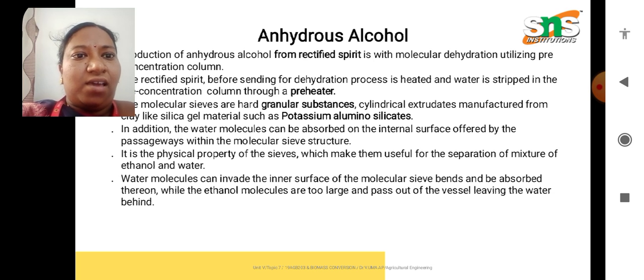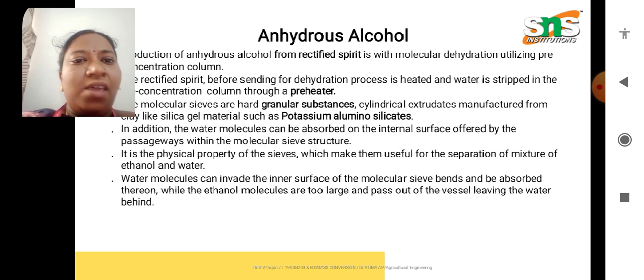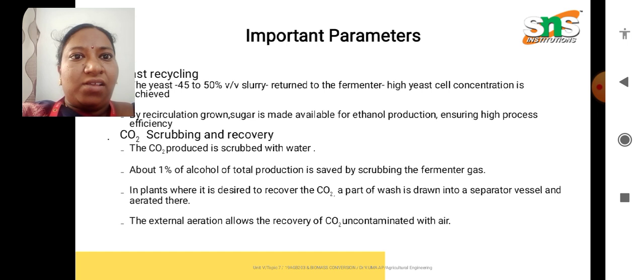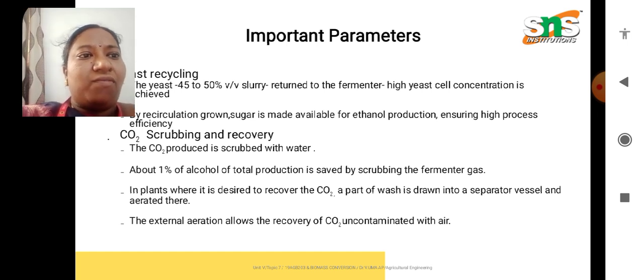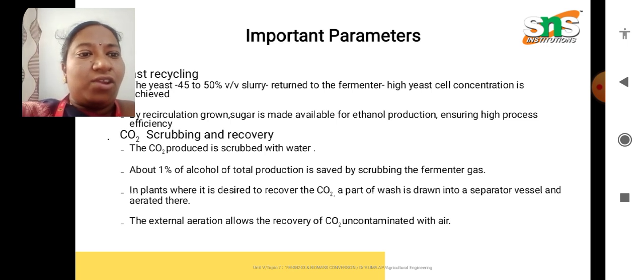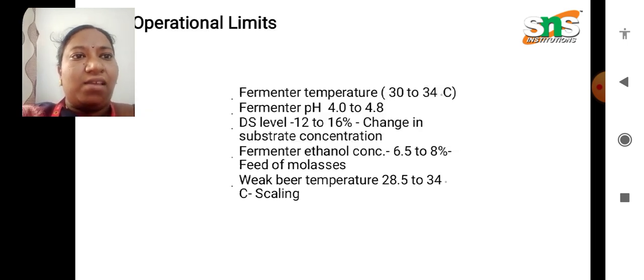Anhydrous alcohol: the water molecules can invade the inner surface of the molecular sieve, bind and be absorbed therein, while the ethanol molecules are too large and pass out of the vessel, leaving the water behind. So, important parameters: about 1% of alcohol of total production is saved by scrubbing the fermenter gas. The external aeration allows the recovery of CO2 uncontaminated with air.